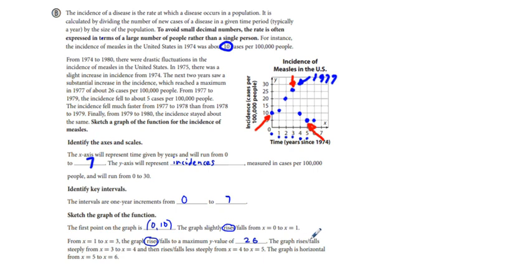The graph falls steeply from x equals 3 to 4, and then rises or falls less steeply, but we are still falling between 4 and 5. So the graph falls, but falls less steeply from x equals 4 to 5. The graph is horizontal from x equals 5 to x equals 6, is what we see here.